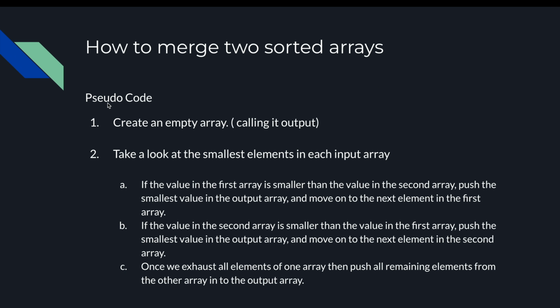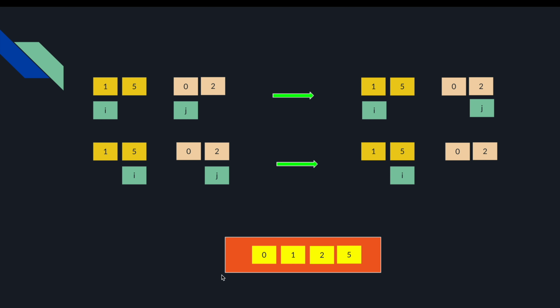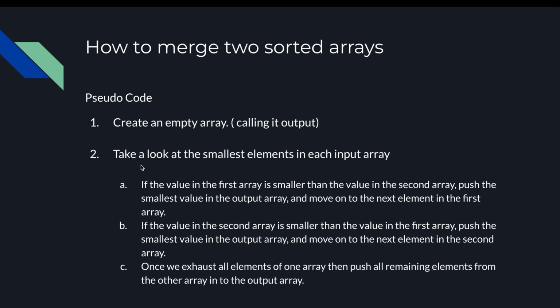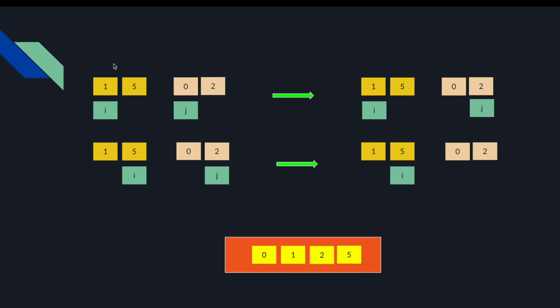Now if we look at our pseudocode, the first step is to create an empty array. Consider this red box as our empty array for now. We will call it output. Then the second step is to look at the smallest elements in each array. So the smallest elements are 1 and 0, right?